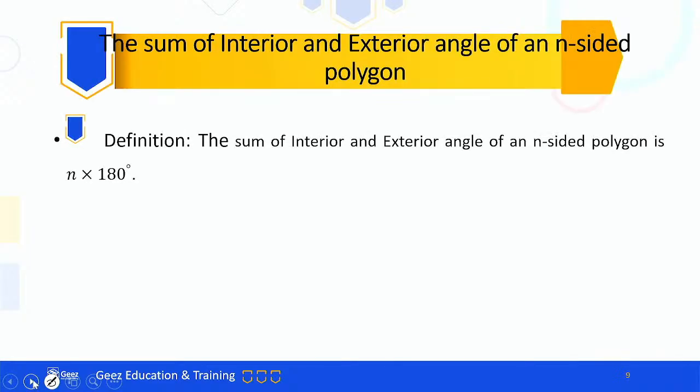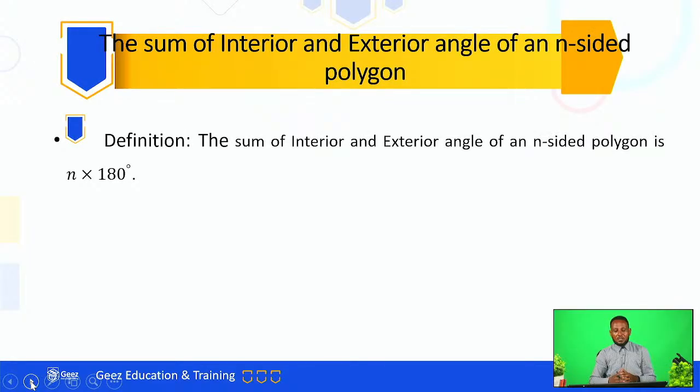All right, girls and boys, I'm gonna skip to another concept called the sum of interior and exterior. Okay, the sum of the measure of interior and exterior angle of a regular polygon is given by n multiplied by 180 degrees. So this is the formula you have. Given n the number of sides of the regular polygon, the sum of the exterior and the interior is always n multiplied by 180 degrees. Simple. So what you will do is you just insert the number of sides over here and always multiply by 180 degrees.